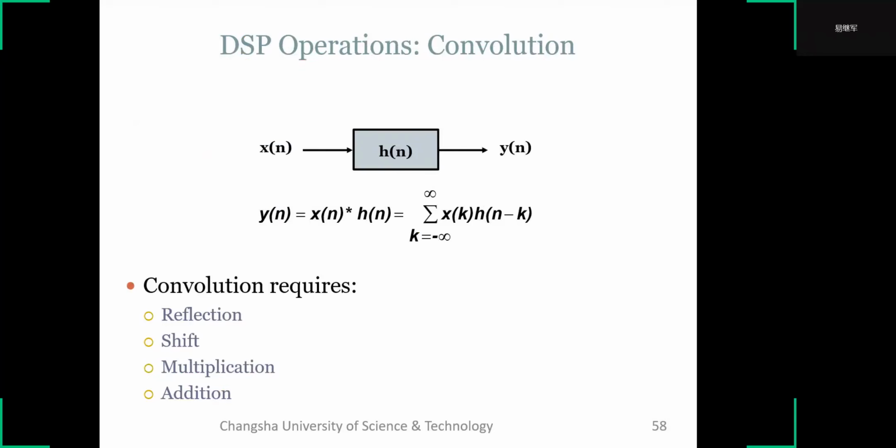The important characteristic for the DSP is its operation, convolution. The convolution requires reflection, shift, multiplication, and addition. This is the operation. The equation is like this.